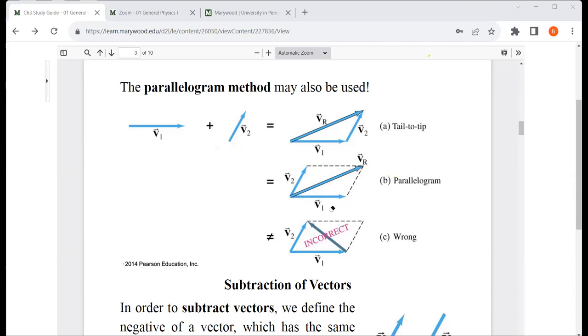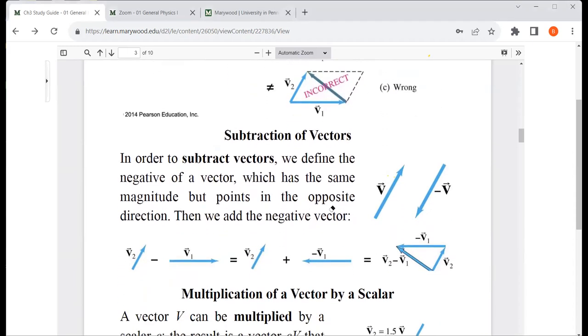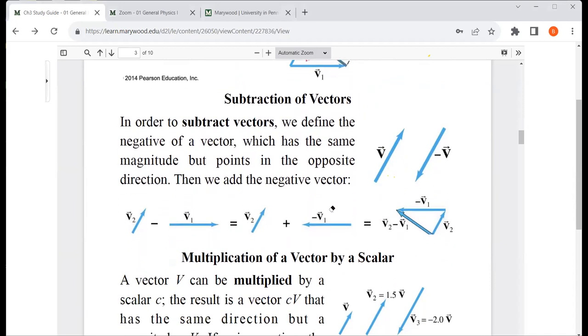Now, how to subtract and how to multiply a vector. Here we will learn how to multiply a vector by a scalar number and how to subtract. We already know how to add two vectors, right?